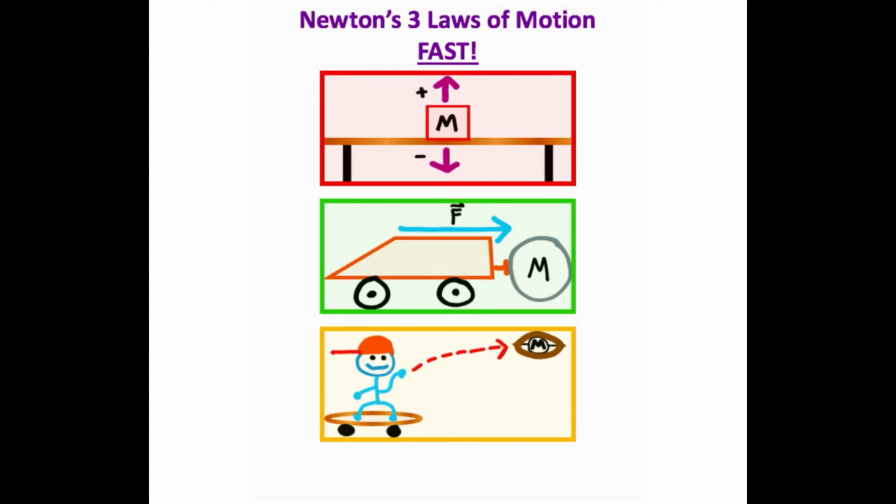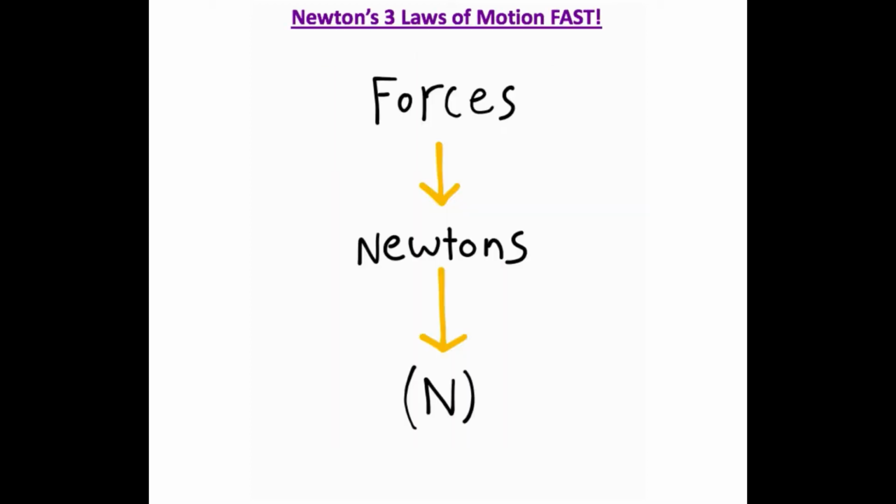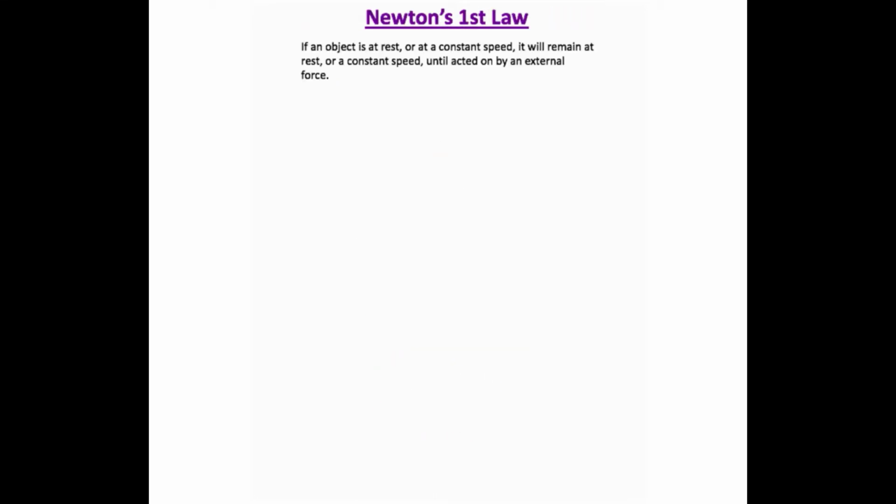How fast can I explain Newton's 3 laws of motion? Let's find out. So Newton's laws of motion deal with forces, and forces are generally measured in newtons. Now Newton's first law says that if an object is at rest or at a constant speed, it will remain that way until acted on by an external force.